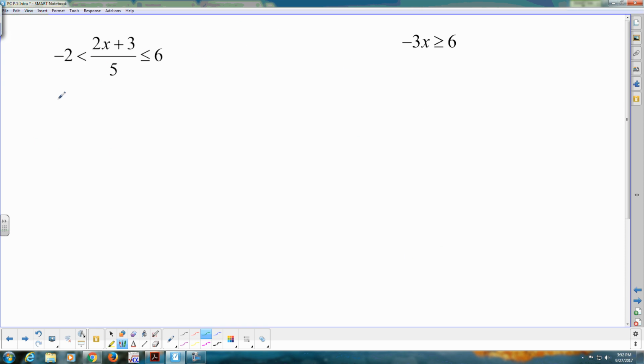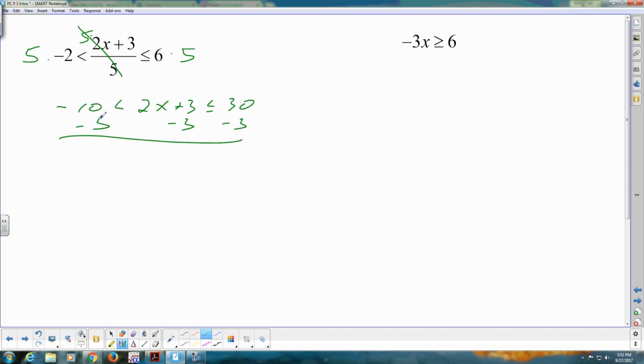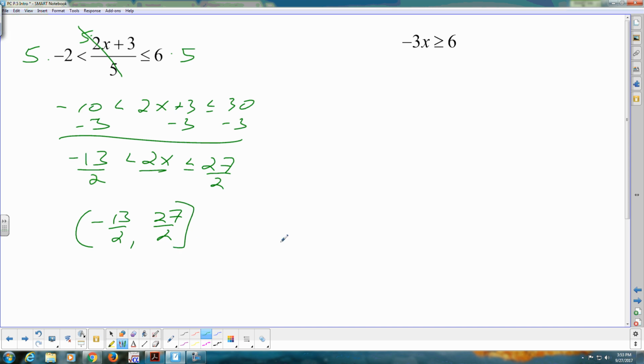Start by multiplying everybody by 5, so times 5, times 5, times 5 in the middle. Then the 5 cancels out, so you'd have -10 less than 2x plus 3 less than or equal to 30. Subtract the 3 from everybody: -13 less than 2x less than or equal to 27. Then you'd have to divide everybody by 2. They aren't reducing. It doesn't have an equal on the left, it has an equals on the right, so this would be paren, -13, and 27 over 2, bracket.